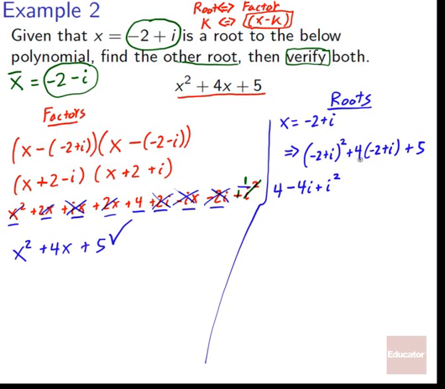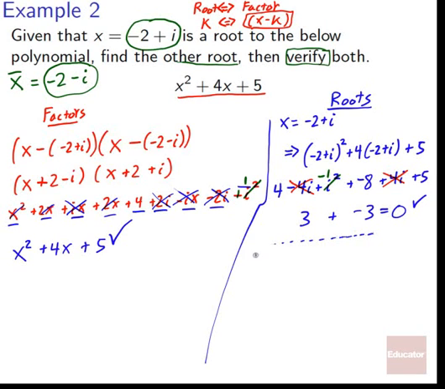And then continue on, plus 4 on negative 2 becomes plus negative 8. 4 on i becomes plus 4i. And pull down the 5. So i squared becomes minus 1. Notice that we've got plus 4i minus 4i, so they eliminate each other. 4 minus 1 becomes 3, negative 8 plus 5 becomes negative 3, and we get 0. Sure enough, that's a root because it produces 0.